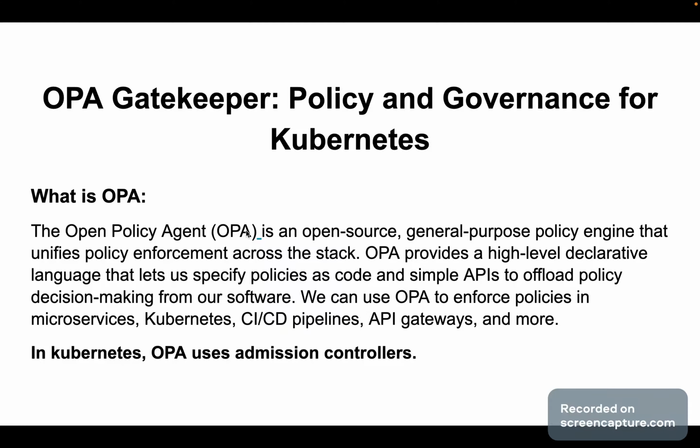So, in simple terms, using OPA, we will be writing policies using code, the YAML manifest code, and we will be enforcing those policies inside our Kubernetes cluster so that whenever we are creating or modifying a resource, it should follow the policies where we have written the rules and regulations.